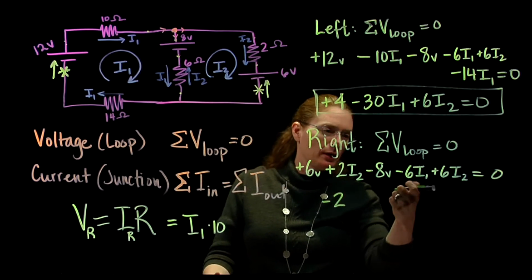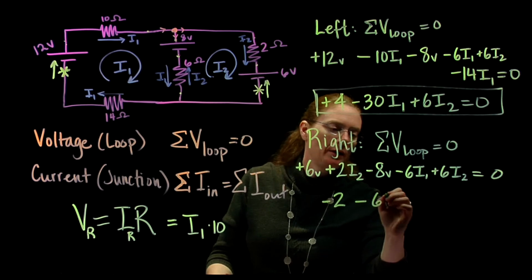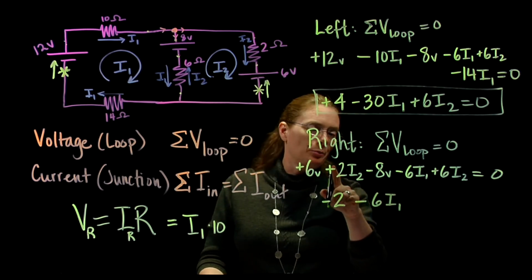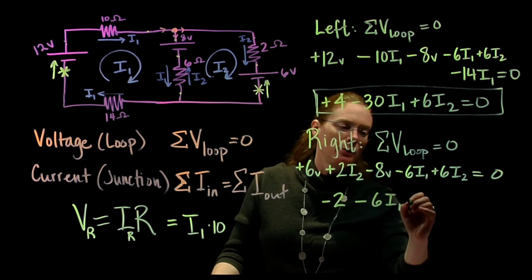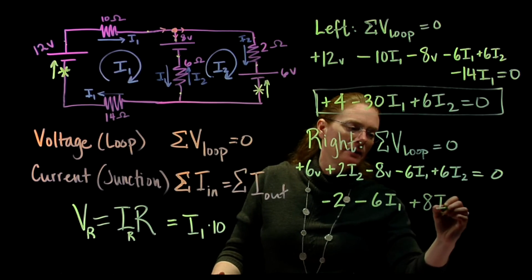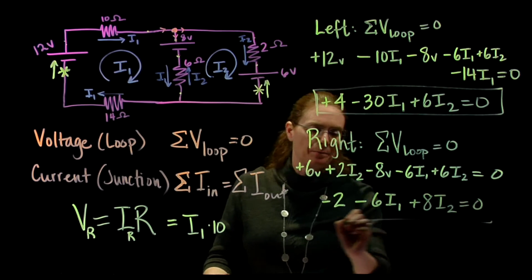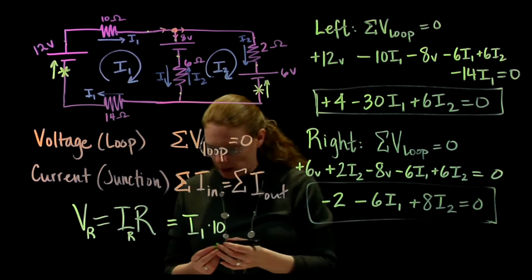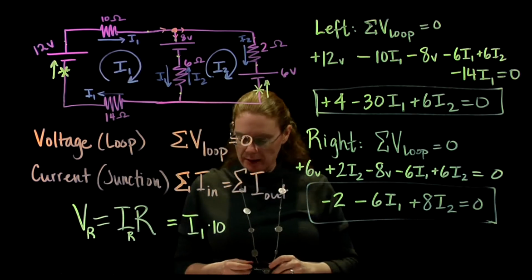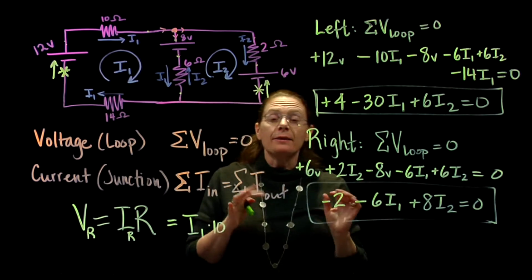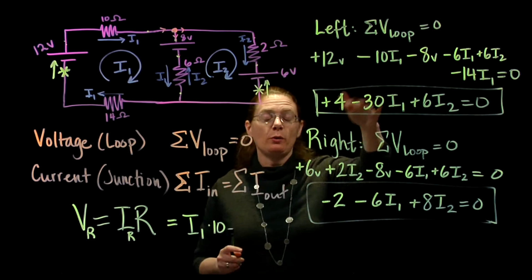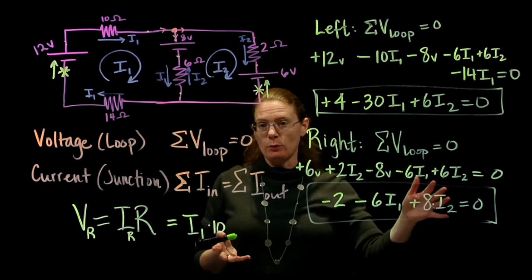I1s, how many I1s do I have? A negative 6 I1, and a plus 2 and a plus 6 I2 gives me a plus 8 I2 equals 0. Okay, does that match what I had before? Minus 2, minus 6, plus 8. Got it. At this point, I could use these two equations to solve for I1 and I2.